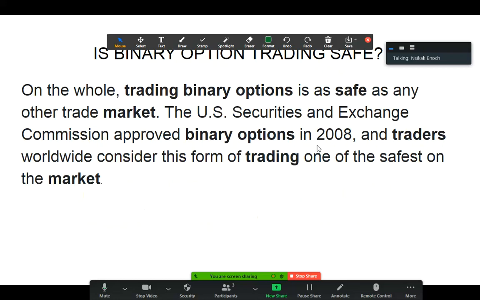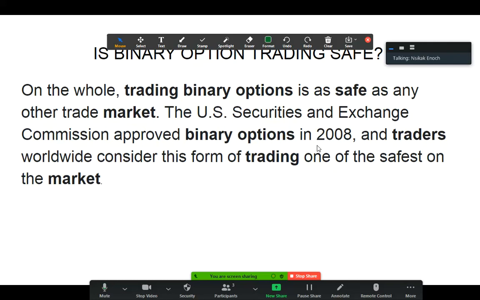So is binary option trading safe? These are the questions that most people really ask. Or maybe some of us, I know some people usually ask me this question, which one is the best? Is it binary option or is it forex? Which one should I start trading with?